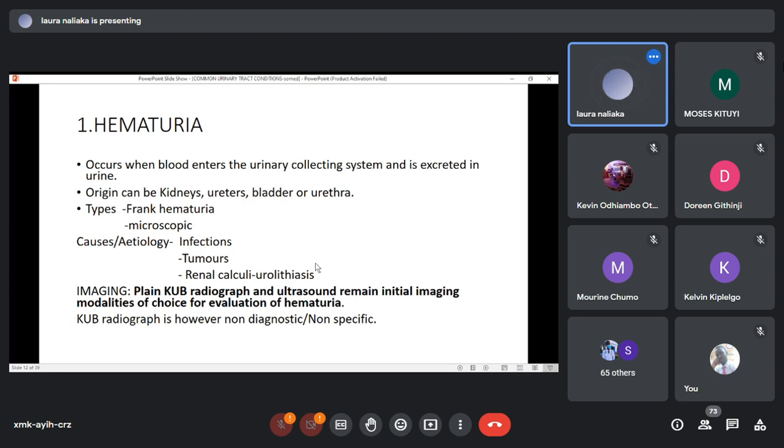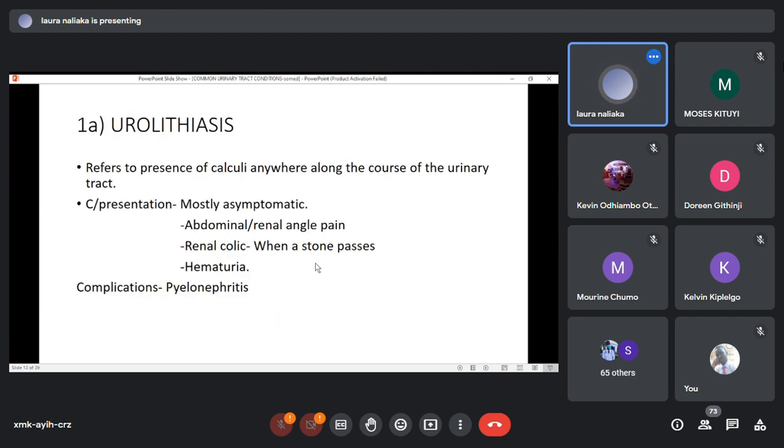that's urolithiasis. So imaging, plain KUB radiographs and ultrasound remain initial imaging modalities of choice for evaluation of a patient presenting with hematuria. The disadvantage of KUB radiograph is that it is usually non-diagnostic or non-specific. Unless there's a calculus, that's about it. You may not be able to pick any other cause of hematuria. So it's very non-specific and non-diagnostic.